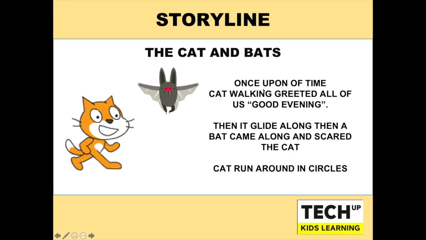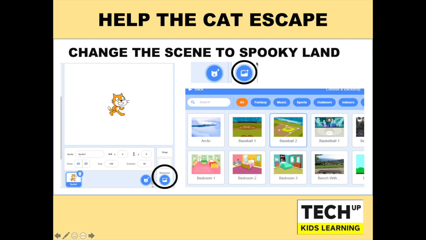Okay? So what we're gonna do today is make the cat walk and greet all of us with good evening, then glide along, then the bats come around to scare the cat, and then the cat runs in a circle after that. First, we want to change our Scratch into a spooky environment.